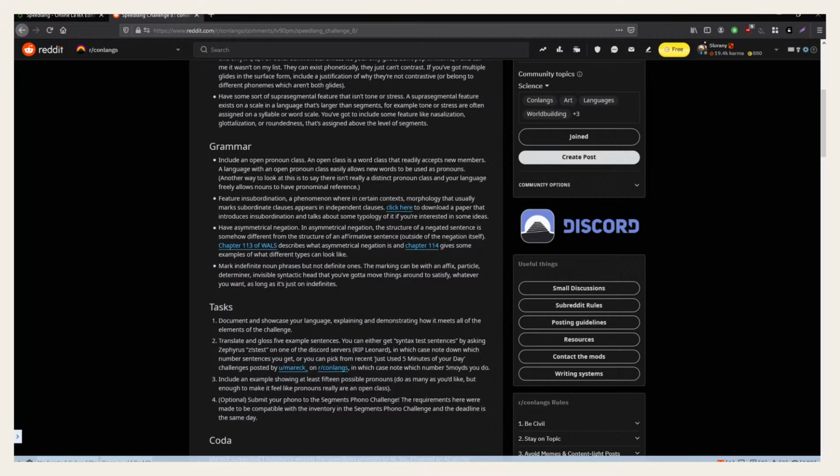Then, mark indefinite noun phrases but not definite ones. The marking can be with an affix, particle, or determiner. Okay. So you have marked indefiniteness, but you don't mark the definite ones. Okay.